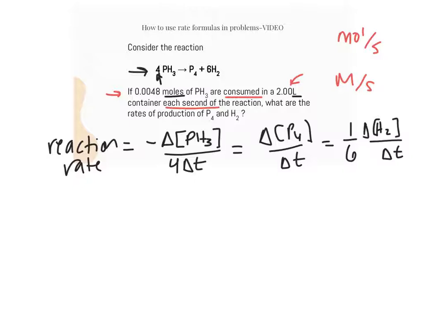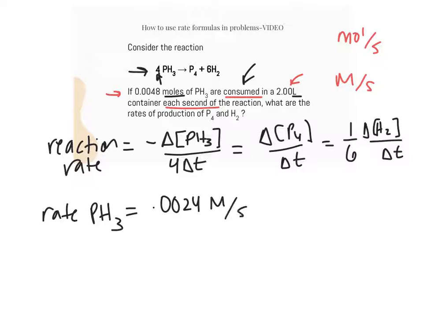So say we're doing molarity per second, that means that the rate of PH3 going down is equal to 0.0024 molarity per second, right? If we were just talking about the moles, I could say 0.0048 moles per second, but molarity per second is a more common unit. Okay, so now the question is, what is the rate of this one and the rate of this one? When I'm plugging these in, I'm going to do this the mathy way. You can think logically, and if that works for you, that's totally fine.